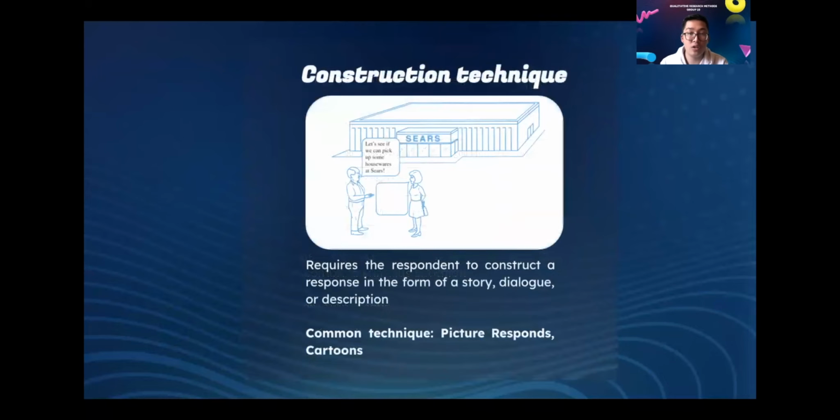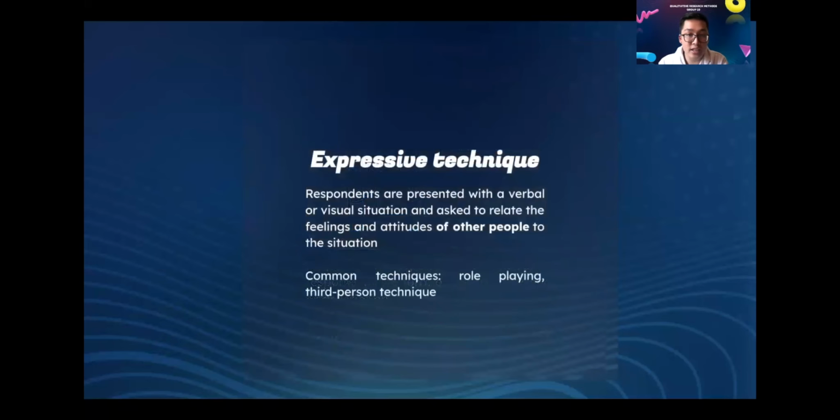And the third technique is the construction technique, which requires the respondent to construct a response in the form of a story, a dialogue, or descriptions. And the common techniques for this are picture responses and cartoons. For picture response, the respondents are provided with a list of pictures, and then they need to express what they think is happening in the pictures. And this is very helpful for situations that are very sensitive for respondents to speak about, or for situations that involve high morale.